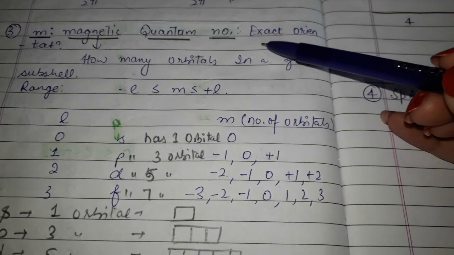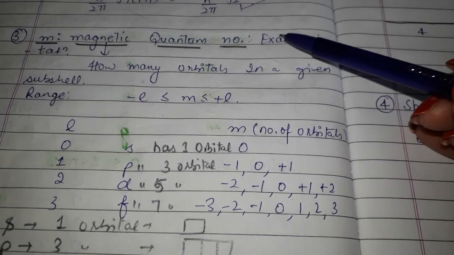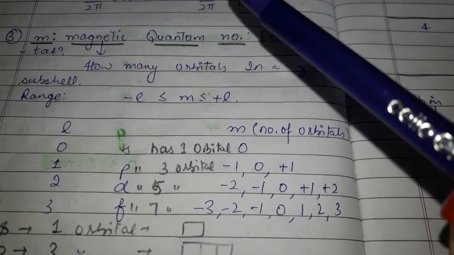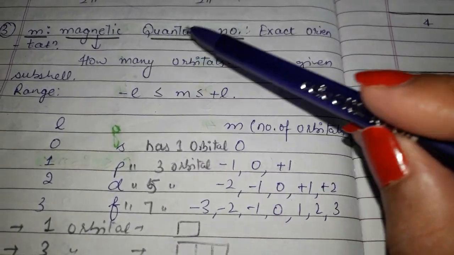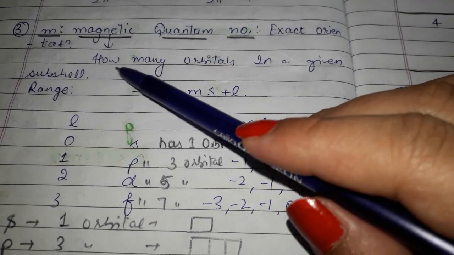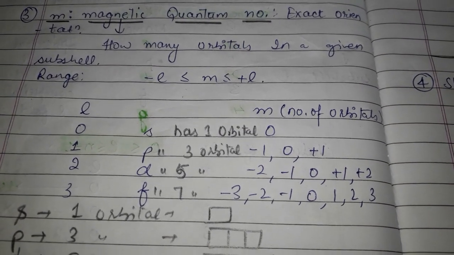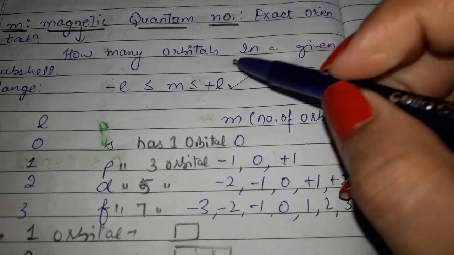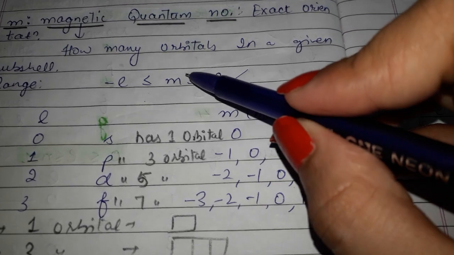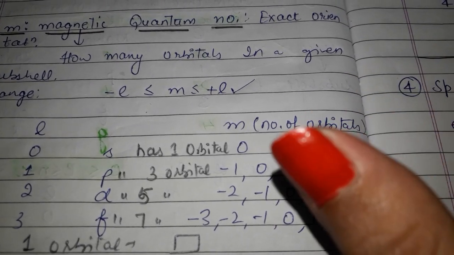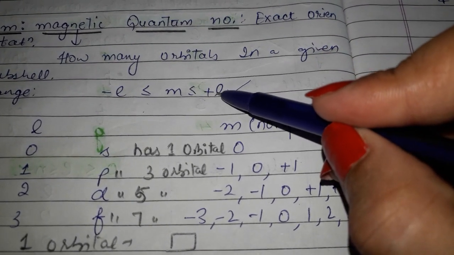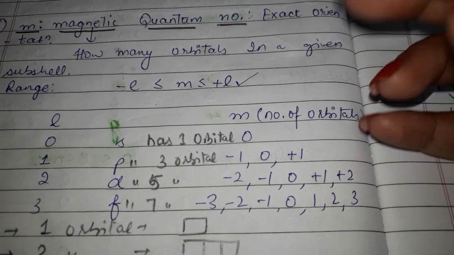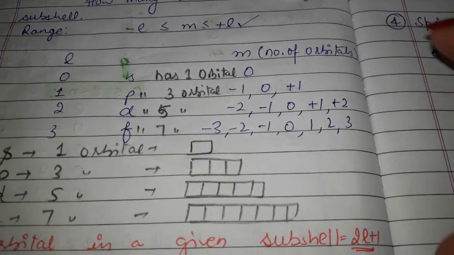Now, the third quantum number is m, the magnetic quantum number. It will give the exact orientation of the orbital. It will also tell us how many orbitals will be in a given subshell. The range of m will be minus L to plus L. Basically, these quantum numbers depend upon one another. L depends upon n, m depends upon L. Directly or indirectly, you can say that.